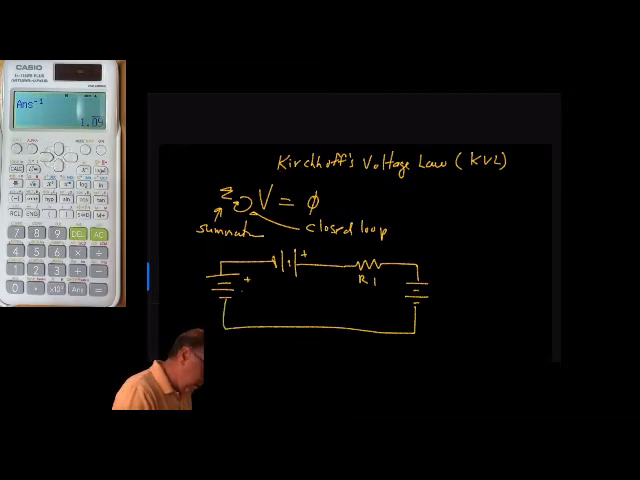So this is 2 volts. This one is 8 volts. This is R1. And this is 6 volts. So here's how it works. We're an observer over here, and we're going to walk around the loop this way.